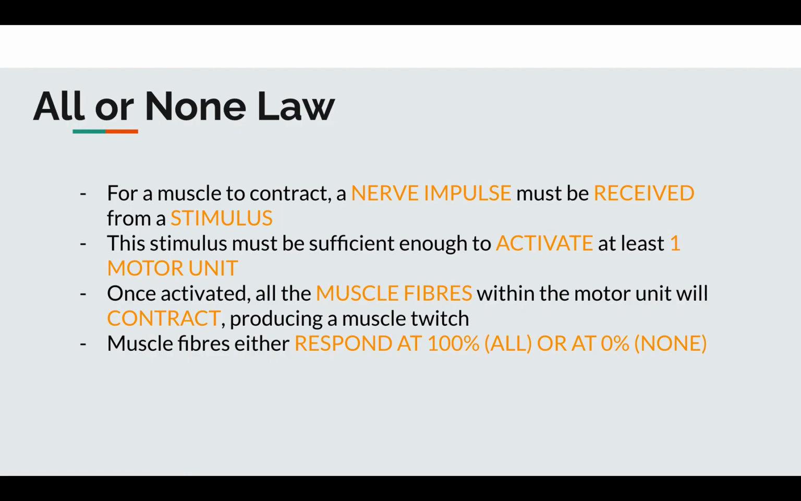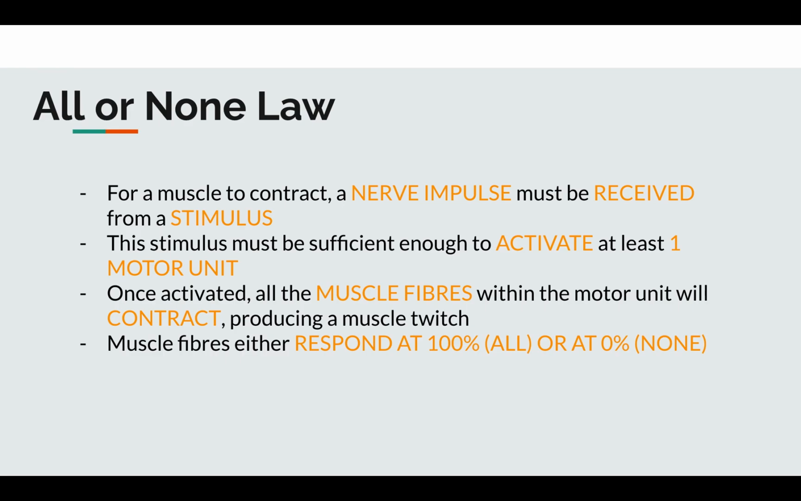Hi guys, I'm just going to be explaining the all or none law in a little bit more depth for you, because I know that it's a little bit of a difficult concept to wrap your head around. In our lesson, we talked about the fact that for muscles to contract, a nerve impulse must be received from a stimulus, and it must be sufficient enough to activate at least one motor unit. Once this motor unit is activated, the muscle fibers within that motor unit will then contract, producing a muscle twitch which causes your movement.